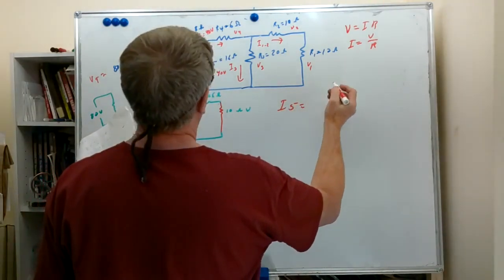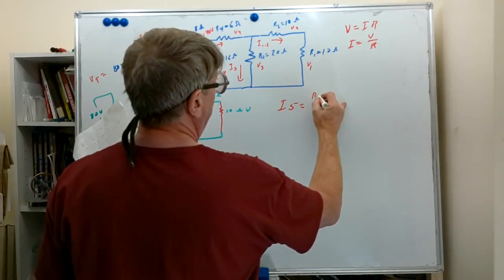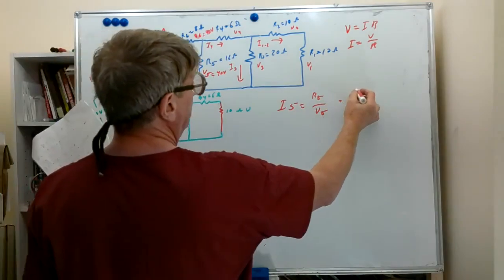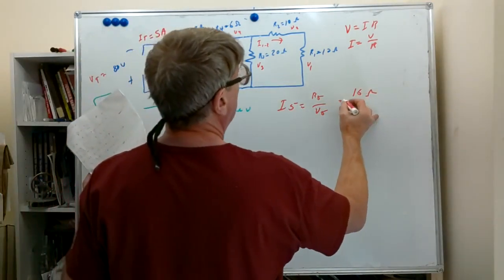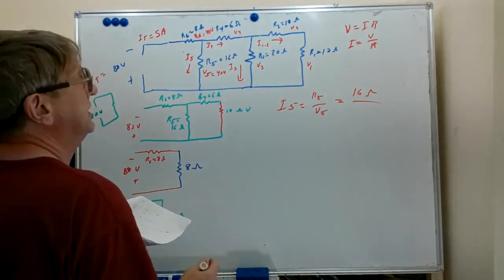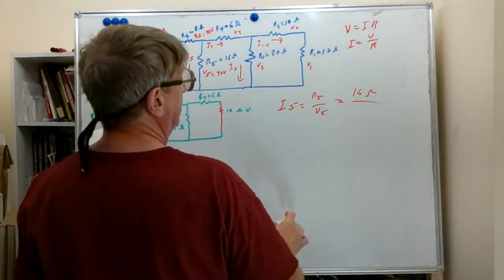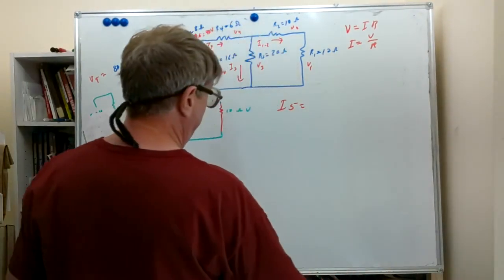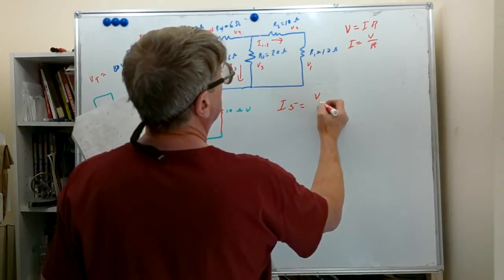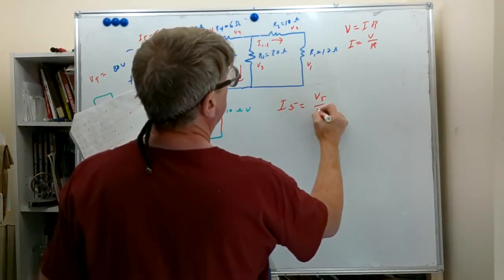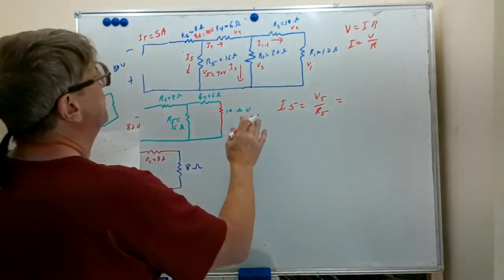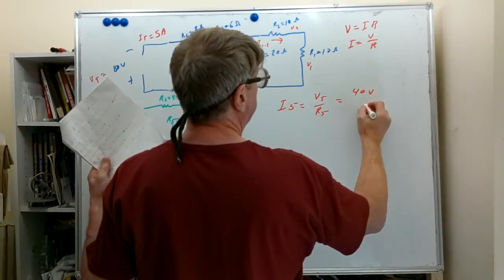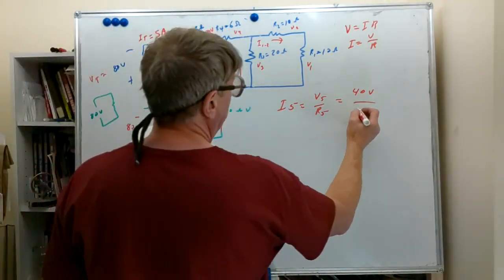I5 will be equal to R5 divided by V5, which we were given R5, that's 16 ohms. V5 we just calculated, which was 40 volts. I got that upside down. It's voltage divided by resistance. I5 is voltage 5 divided by resistance of 5. And we just calculated the voltage, 40 volts. And we were given the resistance, 16 ohms.